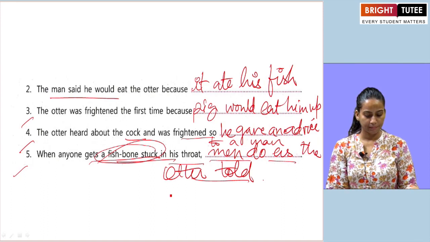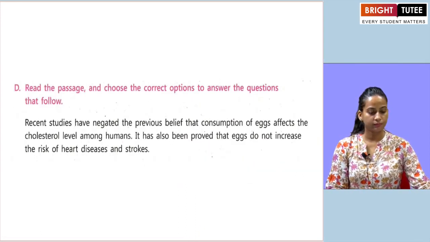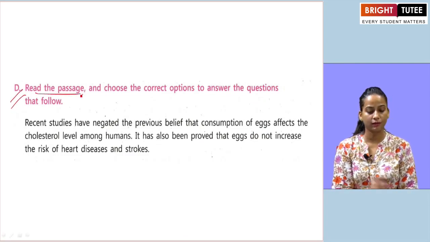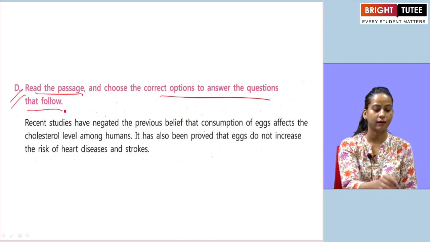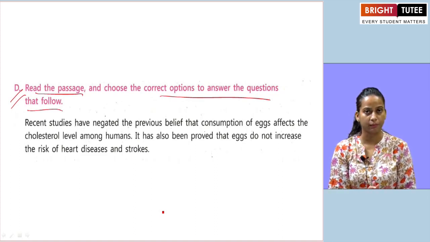Now we are moving to the next part. Here in this question they have asked you to read the passage, and again you have to choose the correct option to write the answer to the questions that follow. Before proceeding, firstly just have a look at the questions given along with that, and then we'll come to the reading part.